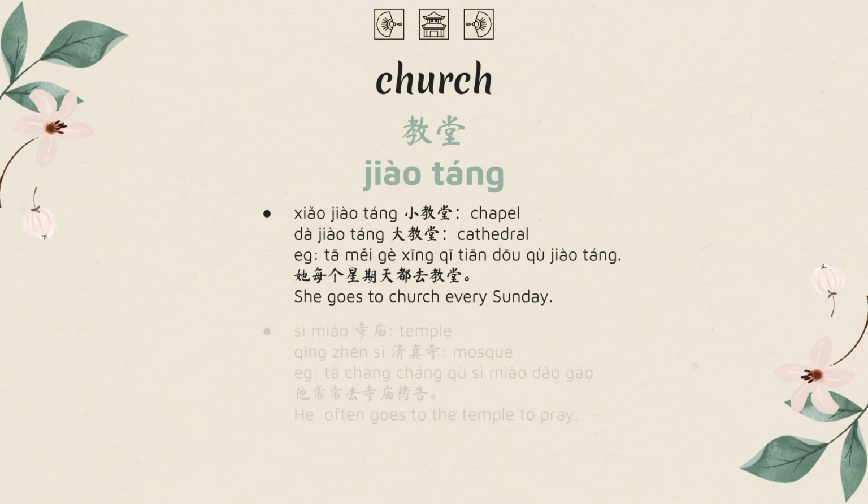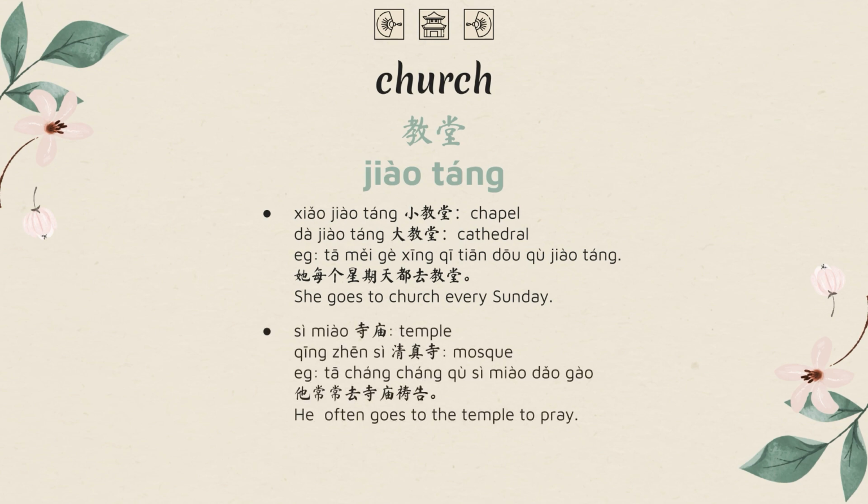Another worship place is temple. 寺庙. And if you believe in Islam, you would go to a mosque. 清真寺. My example sentence is 他常常去寺庙祷告. He often goes to the temple to pray. 常常 means often. 去寺庙 means to go to a temple. 祷告 is to pray.